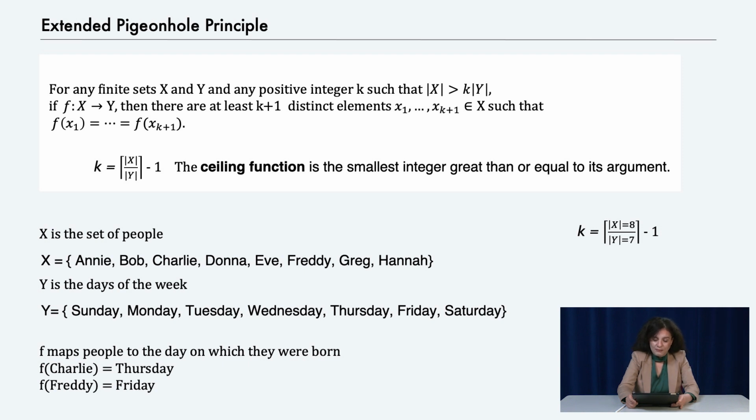So in the specific example that we just talked about with the dinner party, our k is equal to the ceiling of the cardinality of X, 8, divided by the cardinality of Y, 7, minus 1. So for that, we'd have 2 minus 1. So if the cardinality of X is greater than that of Y, then at least 2 distinct elements will map to the same element in Y. And so as we can see, the extended pigeonhole principle generalizes the pigeonhole principle that we had just discussed.